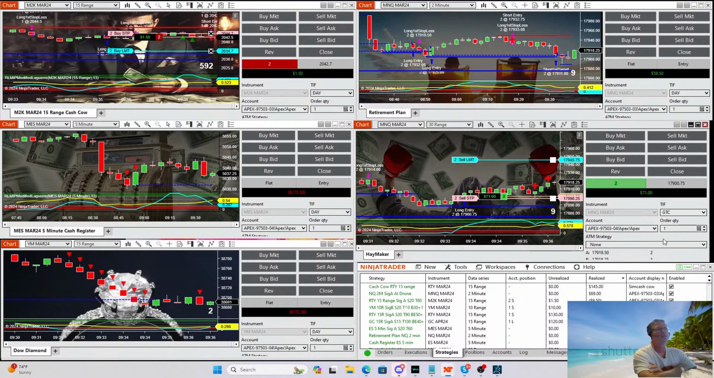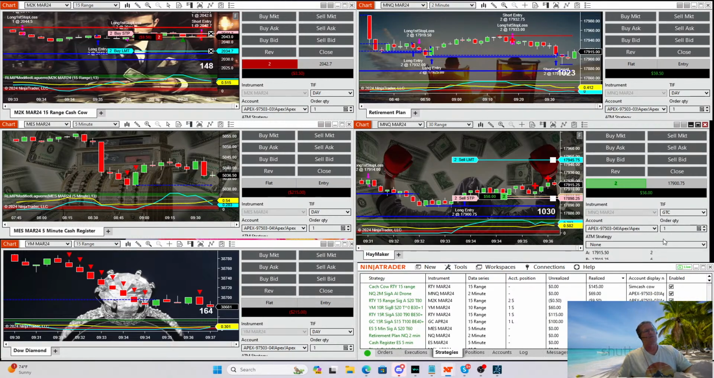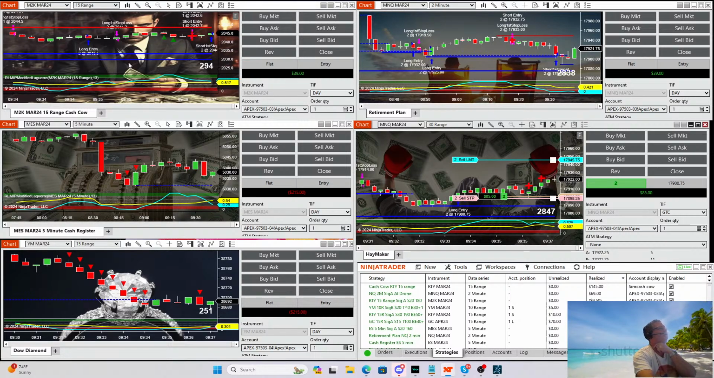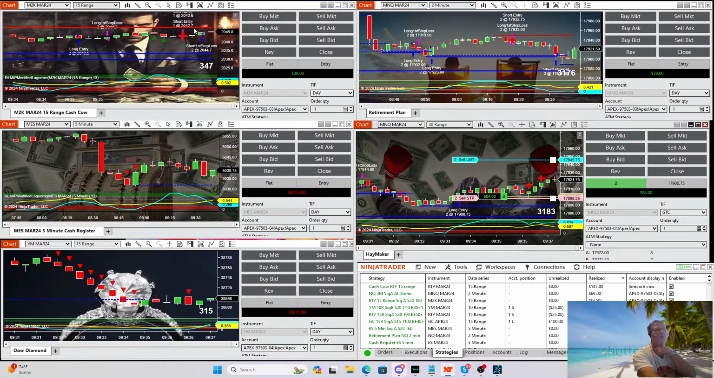Let's give this trade a little bit of room here on the haymaker. I'm going to short the Russell and a long on the NASDAQ. The Russell seems to be stuck. It's trying to push higher, but it's got this area of resistance that's preventing it from breaking through.